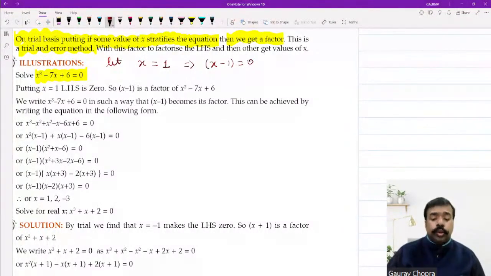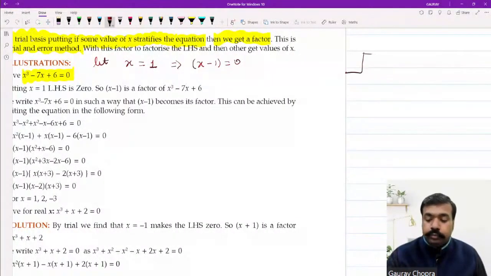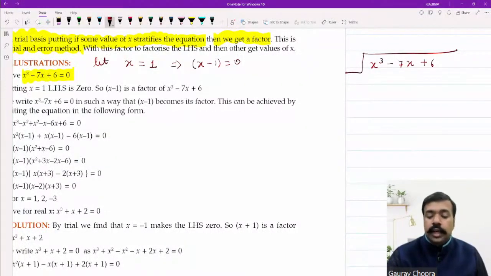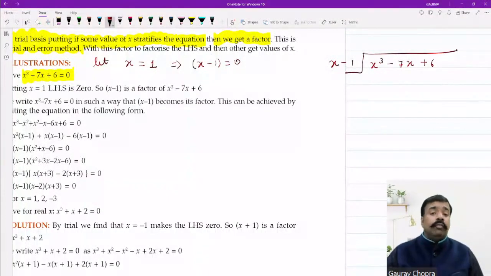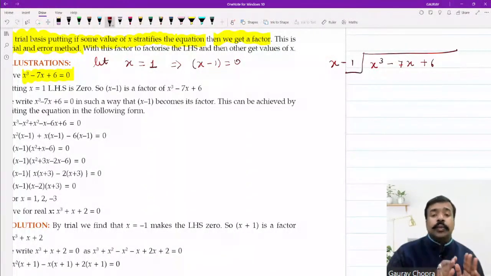Now what to do? If one factor is x minus 1, what will be the remaining equation? So we have to divide. Let's see, x cube minus 7x plus 6, and we are dividing it by x minus 1. This is the basic polynomial division which normally comes in class 8th, 9th and 10th. So we are doing that calculation. We are dividing the whole equation by x minus 1. Why x minus 1? Because we have assumed that.